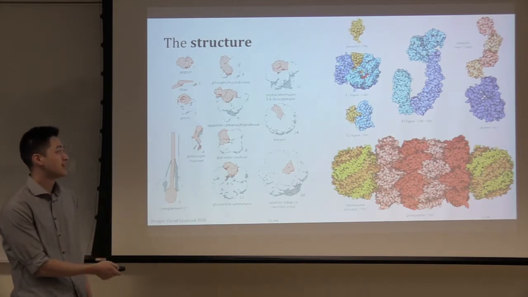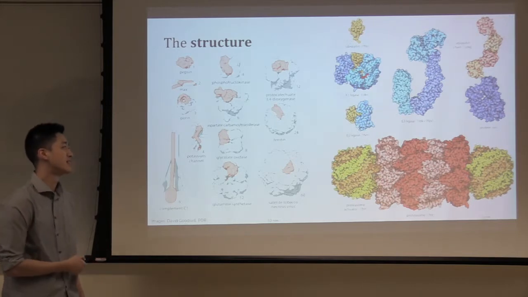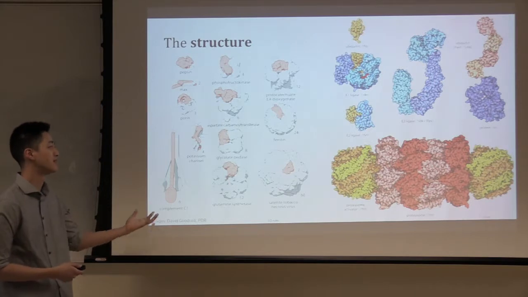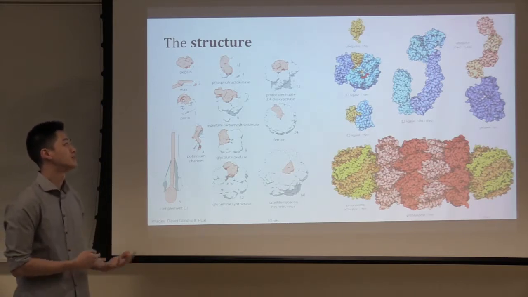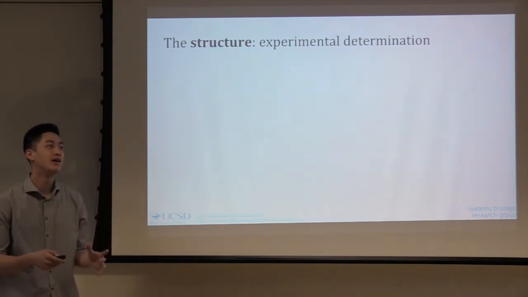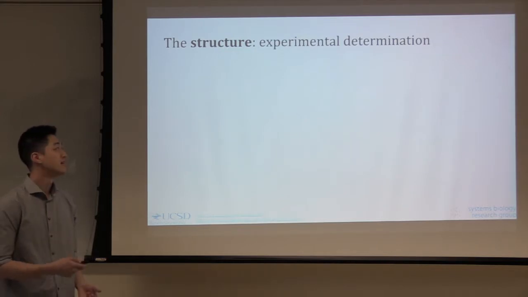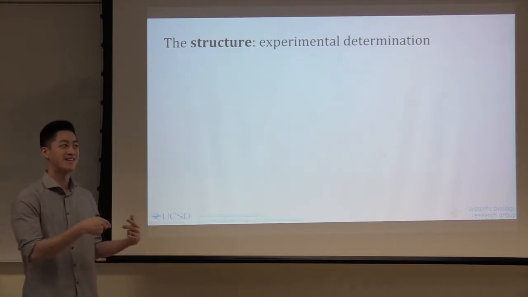So once you have the structure, you can just look at them. Just looking at them tells you that these proteins should have different functions, based on how they look. And I just want to give a brief introduction to how we actually determine what they look like experimentally. The main methods that we use are, I'll talk about the main methods in the next slide.